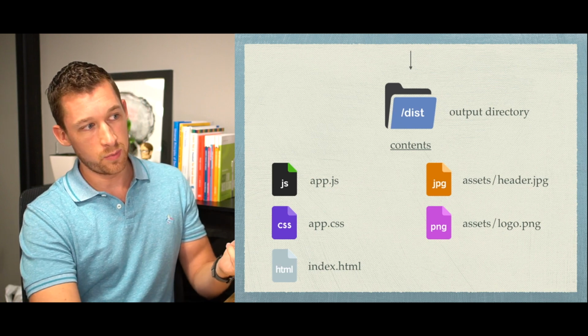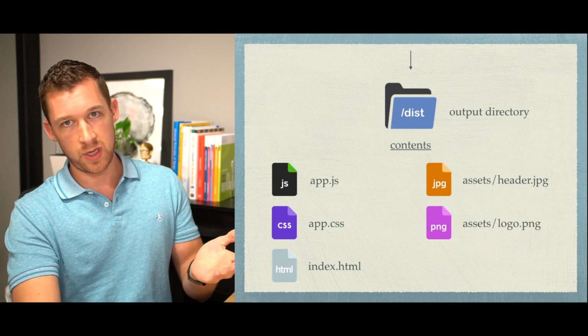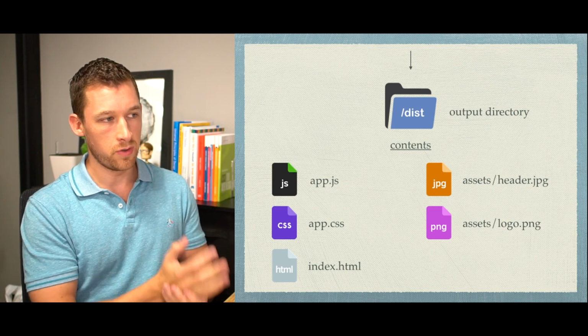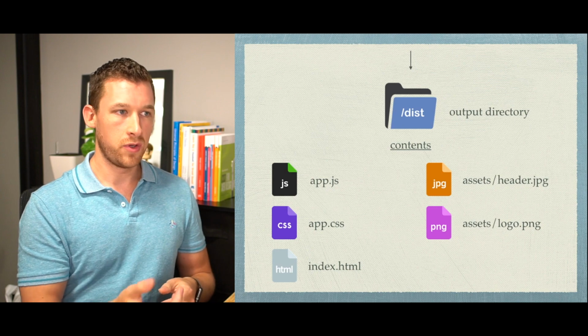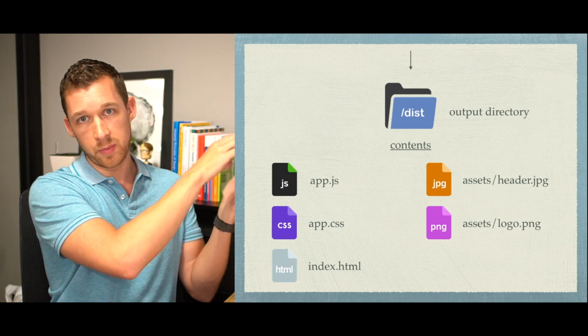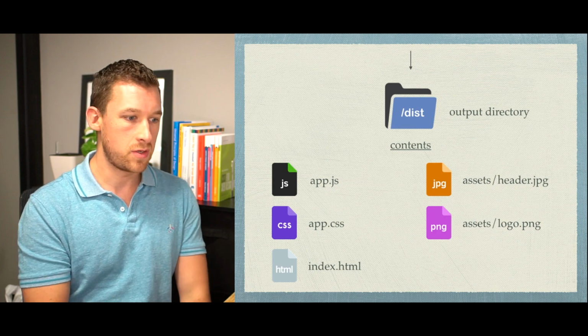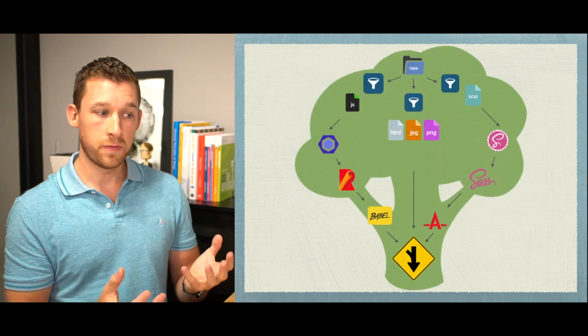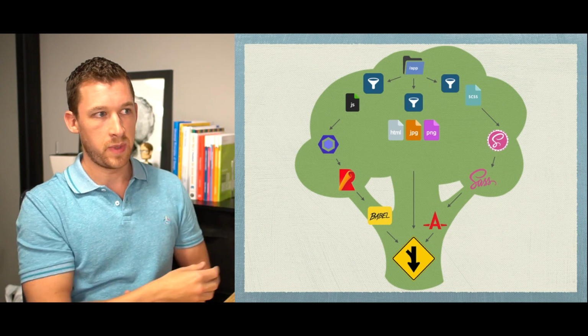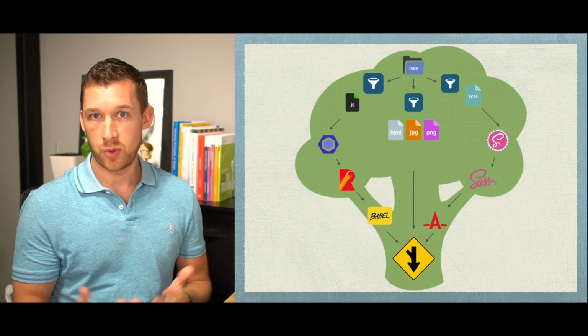And then you may end up with something that looks like this. You've got your app.js file, which is all of your JavaScript bundled into that one file. You've got your app CSS files, and you've got your assets, your header image, your logo, and your index.html, which have just basically been proxied through from your original application. And so this is what a full tree might look like. This is the full process that I just explained there as a Broccoli pipeline. So hopefully that's given you a bit of an overview of how Broccoli works.